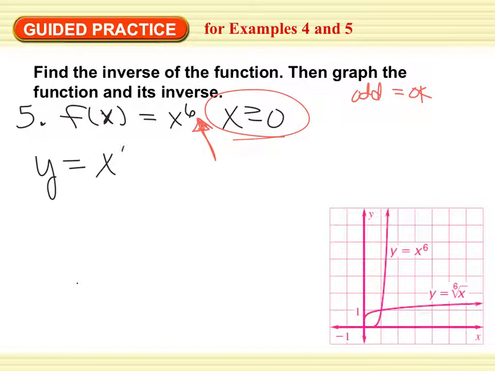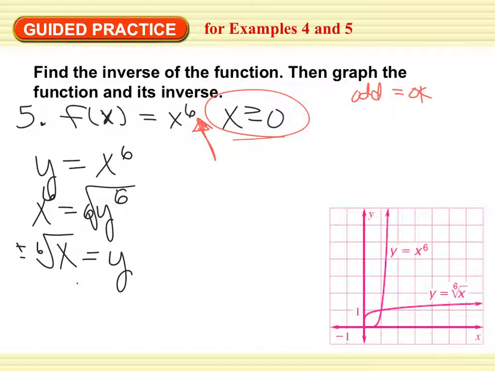Y equals x to the 6th. Exchange my variables. Sorry, 6th. I should be a little neater. Take the 6th root of both sides. Y equals, I would have to say plus or minus the 6th root of x, but I don't have to say that, because we've restricted the domain. So my inverse function is f to the negative 1 of x equals the 6th root of x.